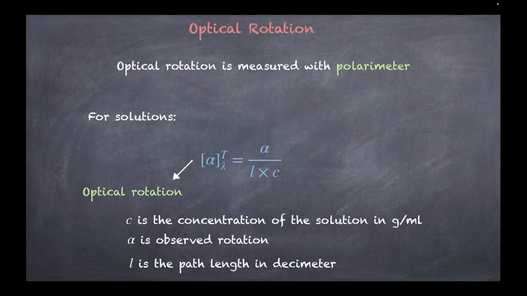Now the optical rotation is measured with a polarimeter instrument, and for any given solution, optical rotation is expressed by this expression. This is the optical rotation, with subscript lambda. Lambda is the wavelength of our incident monochromatic plane polarized light.